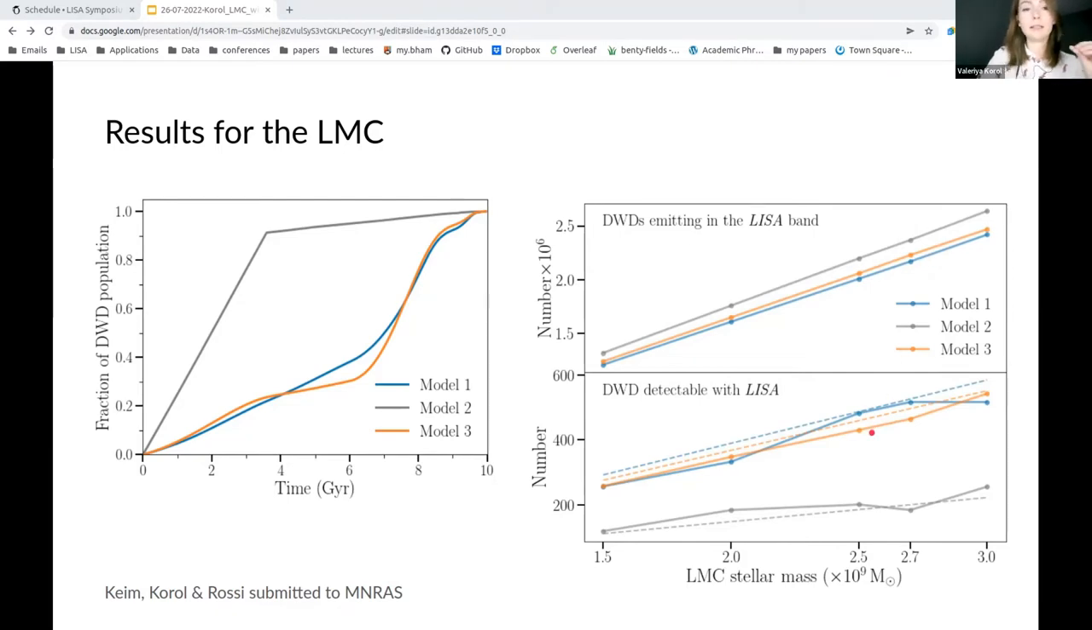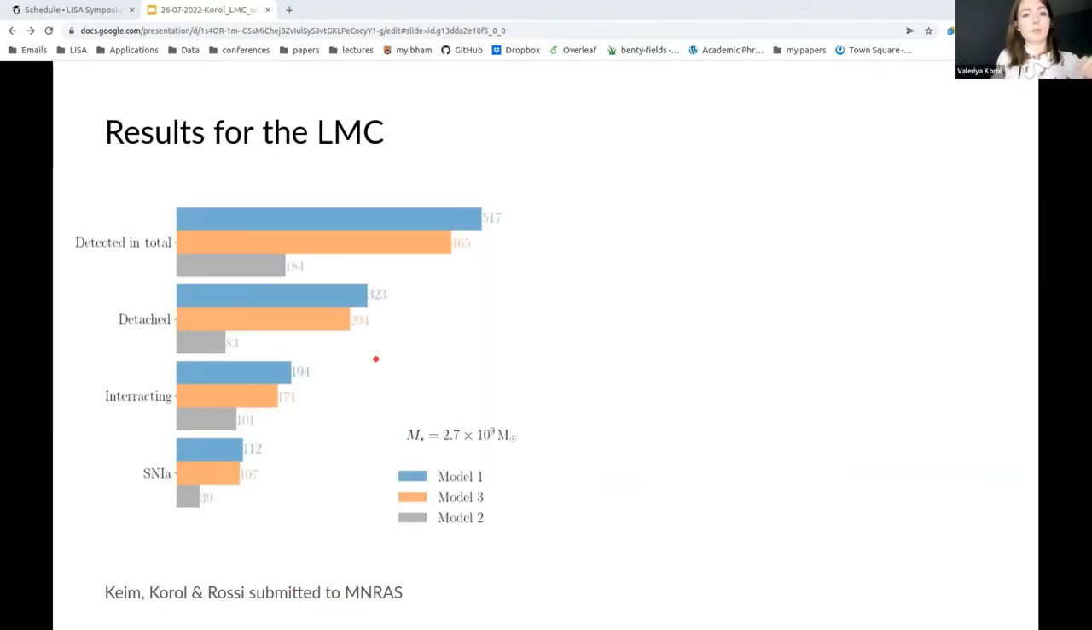But when we look at the LISA detectable binaries here on the bottom, you see that models one and three, so based on the observed star formation history, yield from a couple to several times more LISA detectable binaries than the one based on the simulation. And the reason is within the star formation history. So more recent star formation yields more LISA detectable binaries. And what we have learned from this plot is that while the total stellar mass of the LMC sets the total number of binaries emitting at the millihertz frequencies, the star formation history sets the quality in terms of detectability with LISA for these binaries. So very quickly, I want to show you the breakdown of detectable binaries in some categories.